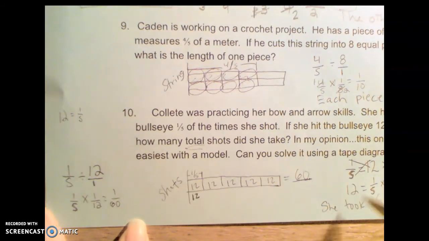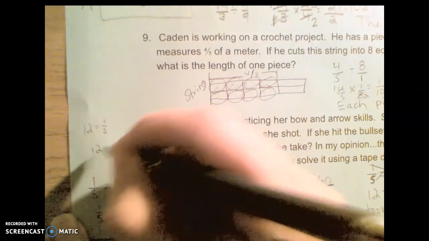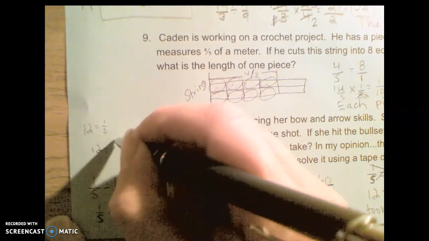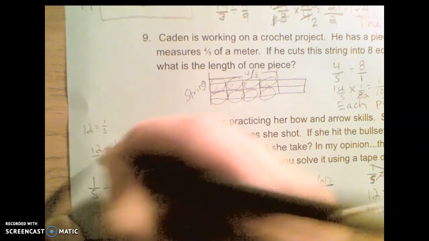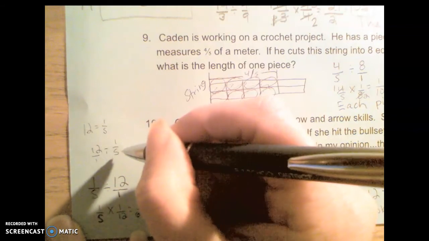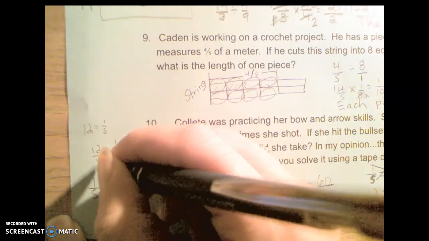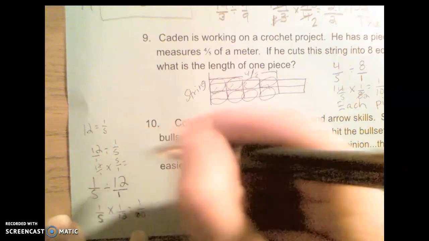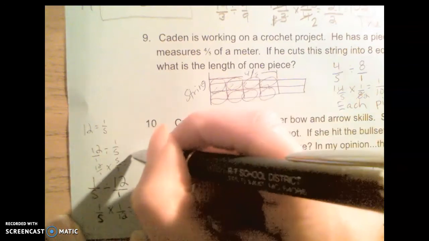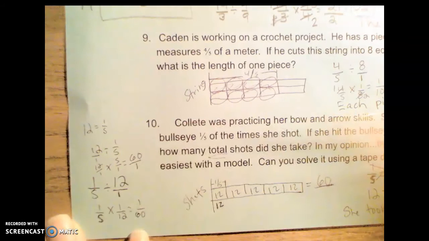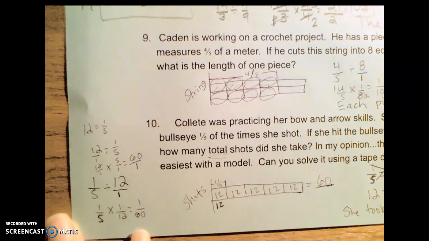So what happens if I have 12 divided into 1/5? So now, need to divide? Please don't cry. Flip the second fraction and multiply. Now I have 12 times 5, 60 over 1. That makes more sense. Now I know I'm on the right track.